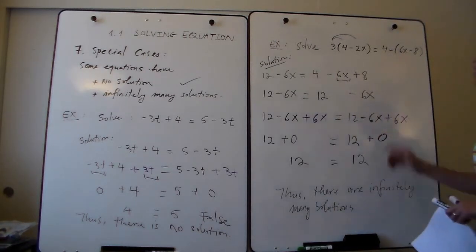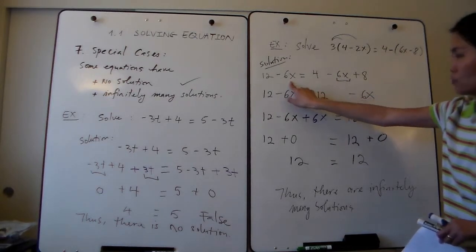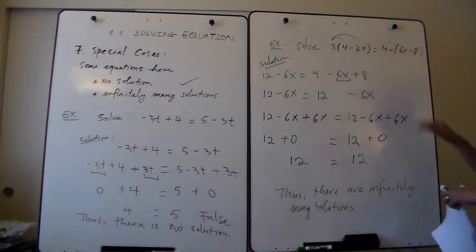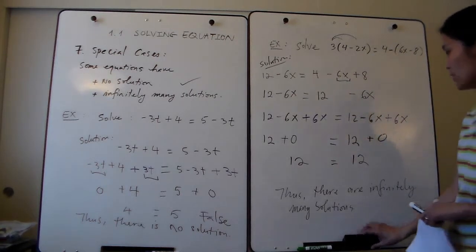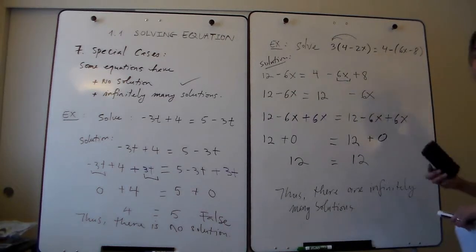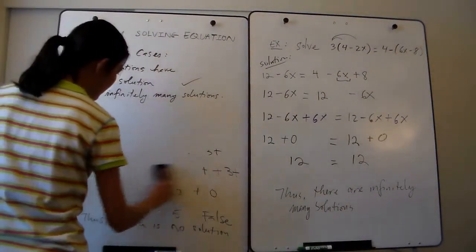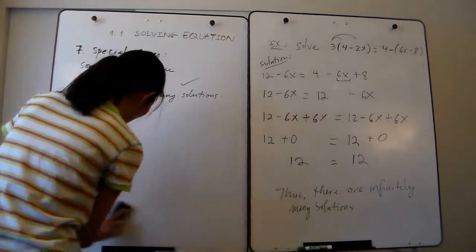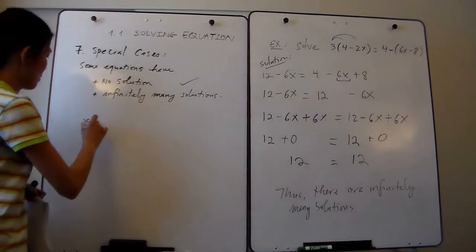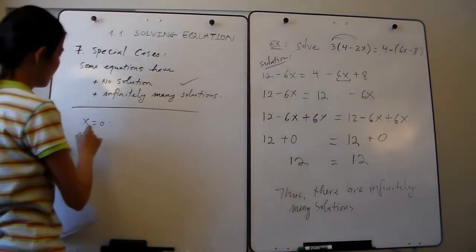That means it does not matter what x you substitute into the original equation right here. Guaranteed, the left-hand side will equal the right-hand side. Okay, you can try by substituting any value for x. I can demonstrate here for you. Let's pick a value. Let's say x equals 0. Okay. Substitute this into the original equation.